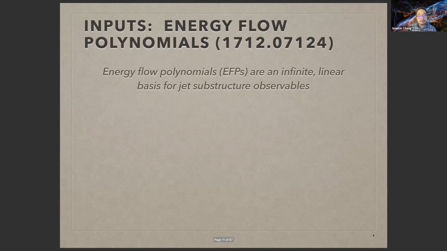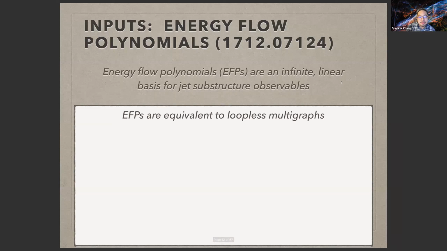The first thing is the inputs. These are the energy flow polynomials that Jesse Thaler developed with his students. They are a nice basis for jet substructure observables. Any jet substructure observable will be linear in them, but unfortunately the basis is infinite. It's a little like a Fourier series, so the hope is that even though it's infinite, it's characterized by the first few. Let me review what they are.